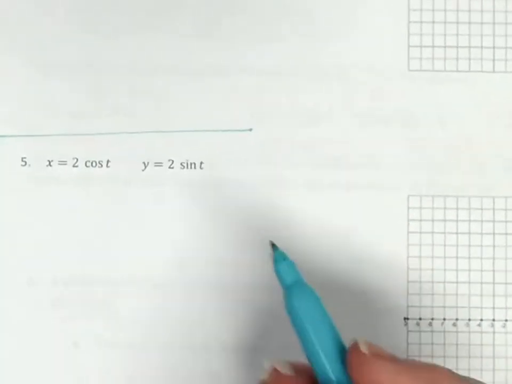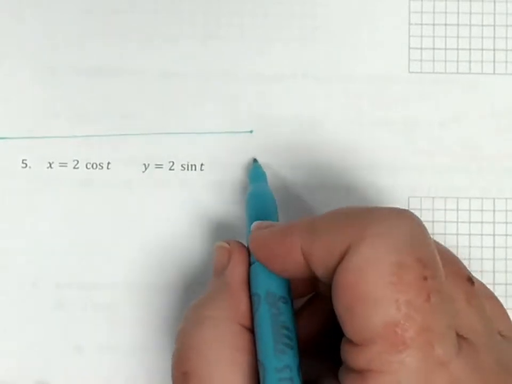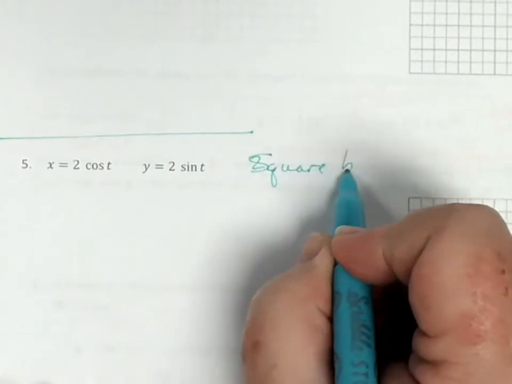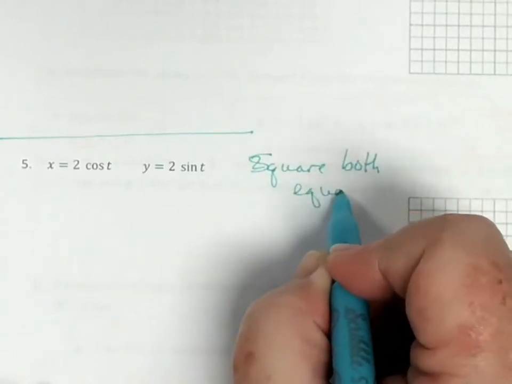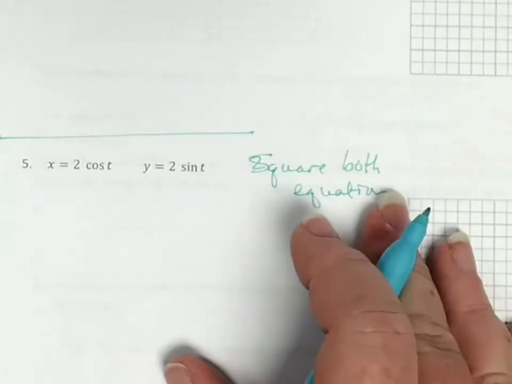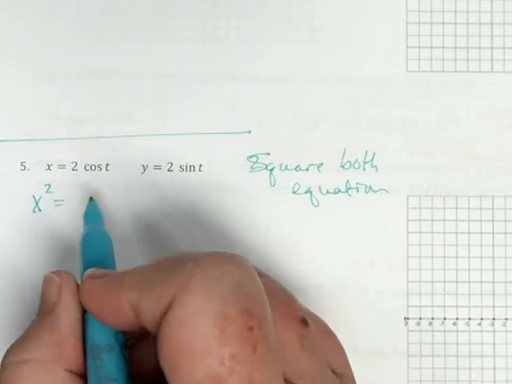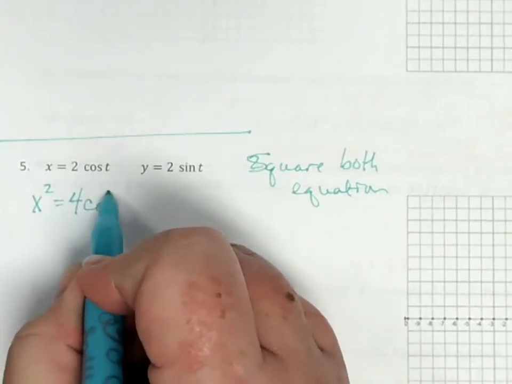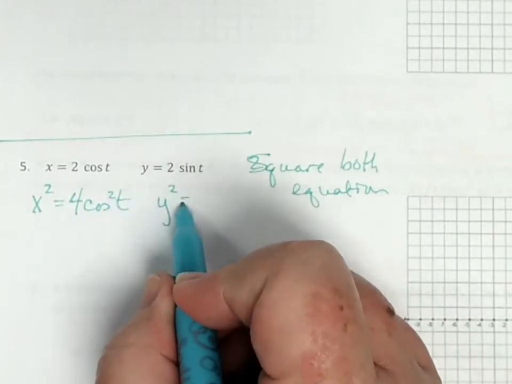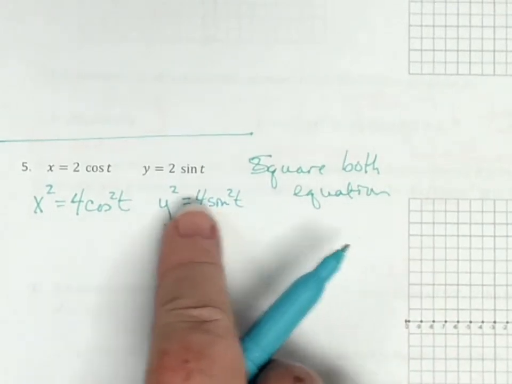So draw a line right there and say, anytime we see sine and cosine, we're going to start with a new step. The very first thing we're going to do is square both equations, as long as it's x equals and y equals. We're going to square both of these, and that's going to give us x squared equals 4 times cosine squared. And we're going to square this one, y squared equals 4 times sine squared. Okay, take a look at that.